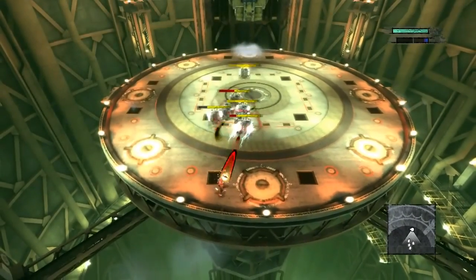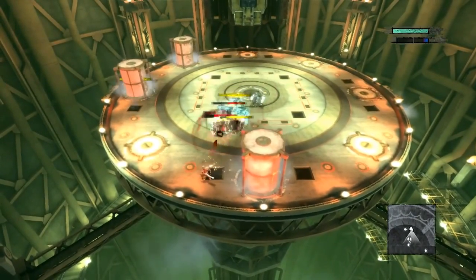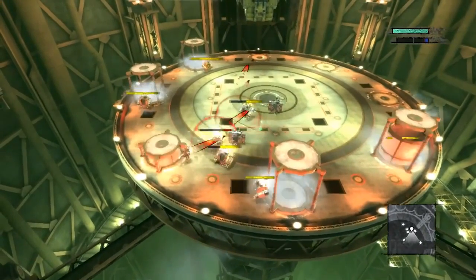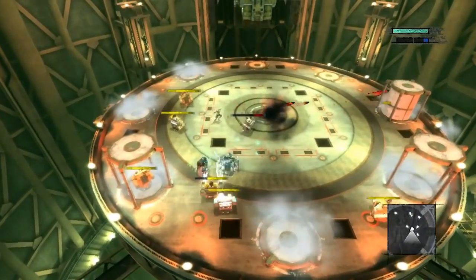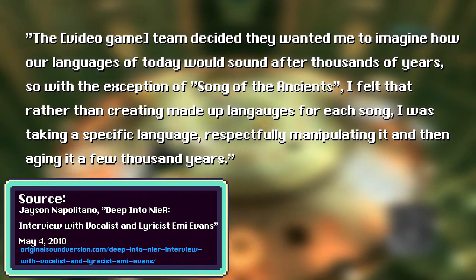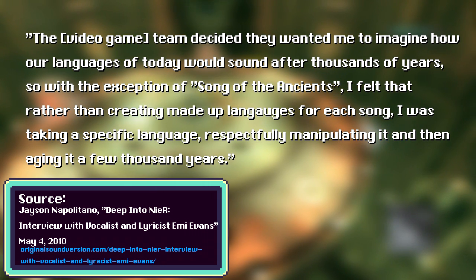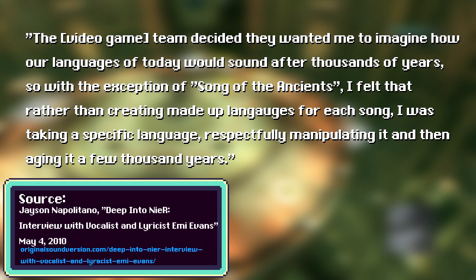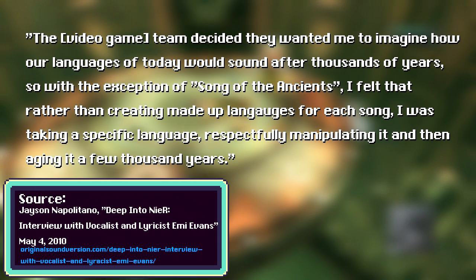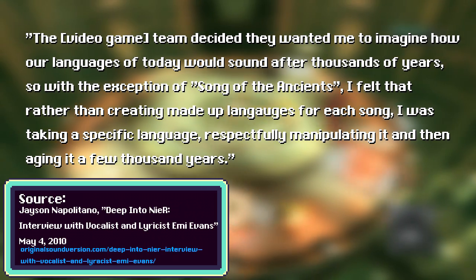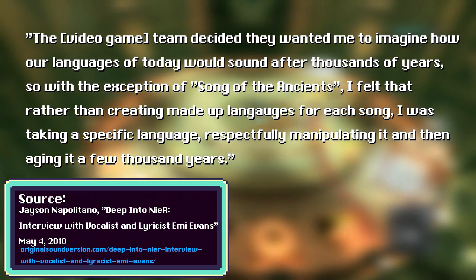Her other songs within the games, Nier Gestalt and Nier Automata, take on a unique sound and have ties to modern-day languages. Amy explains that, "The team decided they wanted me to imagine how our languages of today would sound after thousands of years. So with the exception of the Song of the Ancients, I felt that rather than creating made-up languages for each song, I was taking a specific language, respectfully manipulating it, and then aging it a few thousand years."